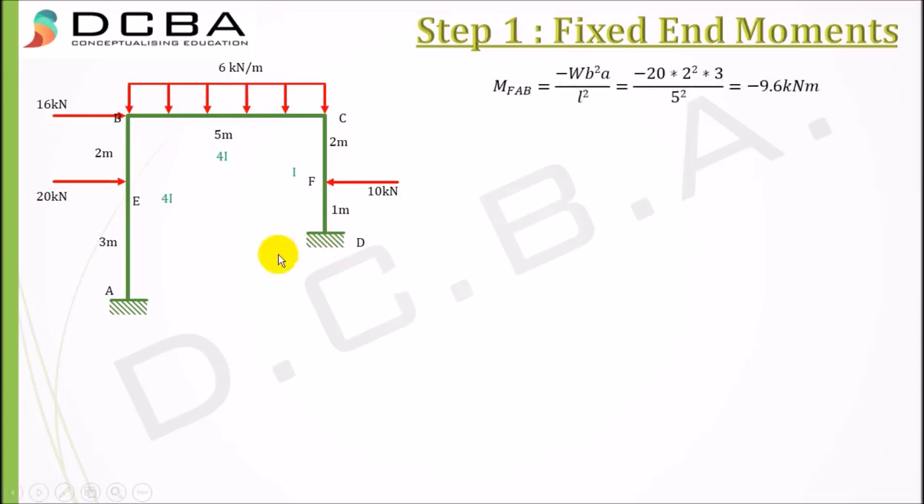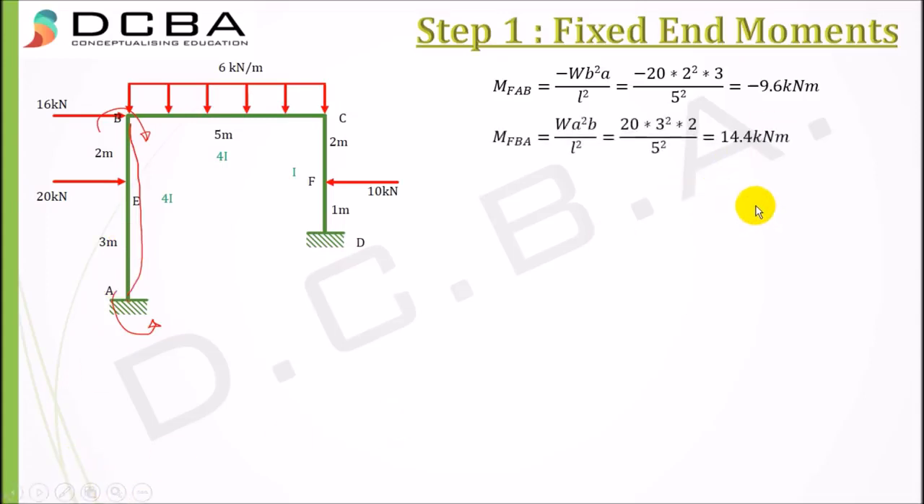The fixed end moment MFAB is negative Wb squared a by L squared, because it's going to form an anticlockwise moment here. The frame is going to deflect this way due to this force, and here an anticlockwise moment would be formed, and here a clockwise moment would be formed. So MFAB is minus 9.6 and MFBA is plus 14.4 kilonewton meter.